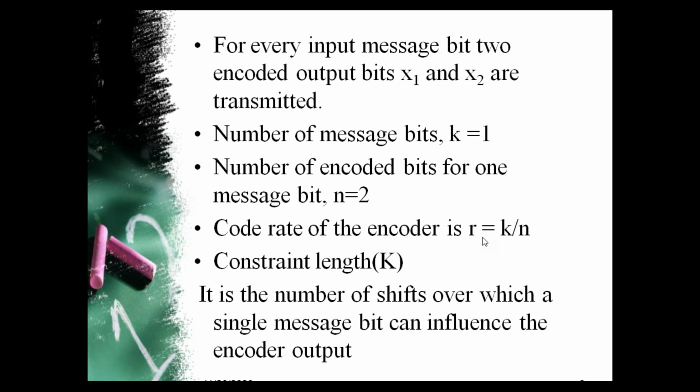And the code rate of the convolutional encoder is k by n. And another parameter, constraint length K, is the number of shifts over which a single message bit can influence the encoder output. We have seen what is meant by that constraint length. Actually it is equal to the number of memory elements of the shift register used in that convolutional encoder.